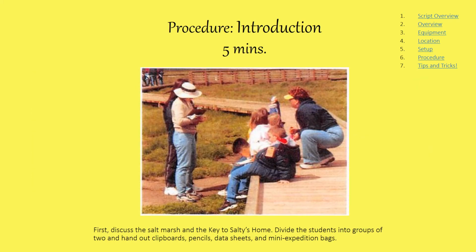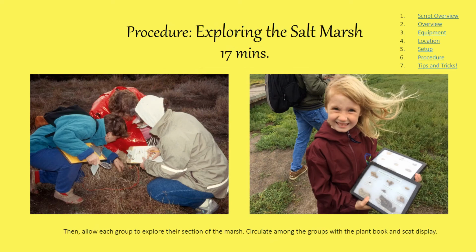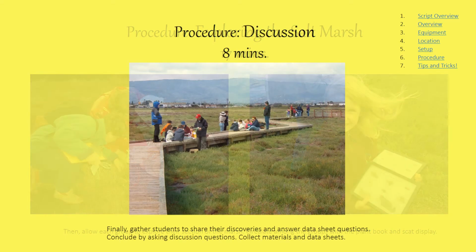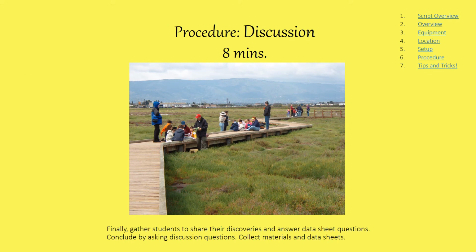First, discuss the salt marsh and the key to Salty's home. Divide the students into groups of 2 and hand out clipboards, pencils, data sheets, and mini expedition bags. Then allow each group to explore their section of the marsh. Circulate among the groups with the plant book and scat display. Finally, gather students to share their discoveries and answer datasheet questions. Conclude by asking discussion questions. Collect materials and datasheets.